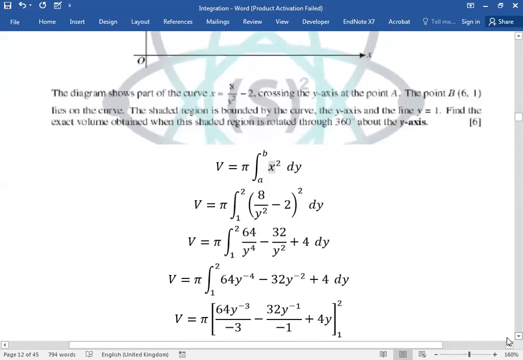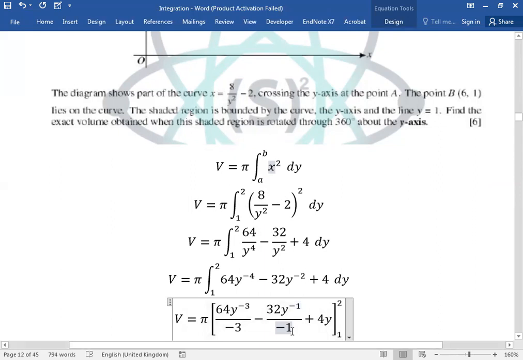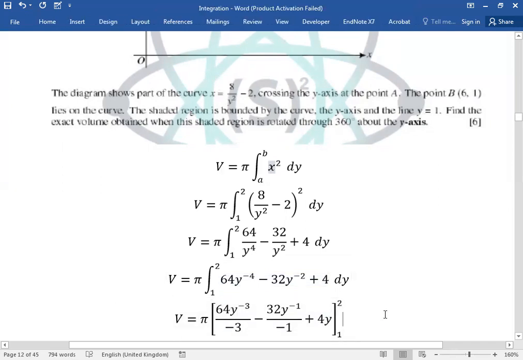Upon minus 3. Minus 32y to the power minus 1 upon minus 1. What about 4? How will it be y square? 4 is just 4. 4y. Now plug in the limits, and after subtracting the answers, then multiply by pi. Right? Be very careful about this.